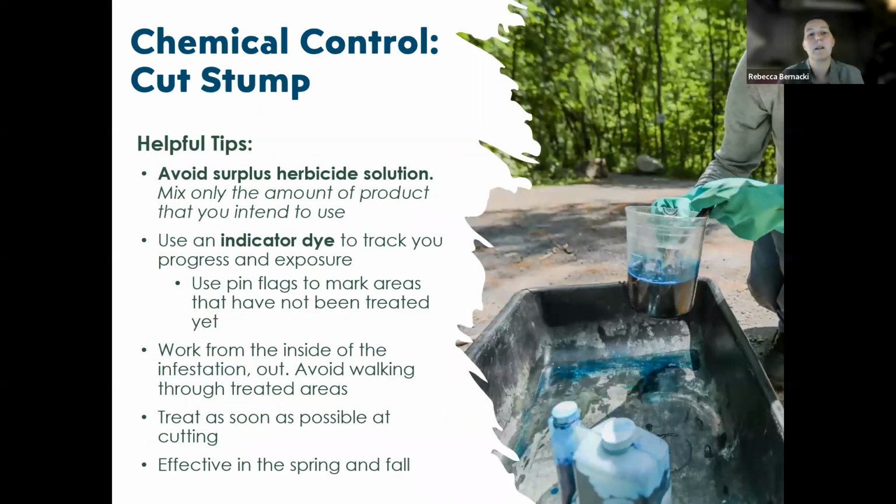Some helpful hints for cut stump treatments. As always, we want to avoid surplus treatment or mixing surplus solution. We can use an indicator dye to track our progress. Something that's also helpful with these cut stump treatments is sometimes to use pin flags. After you cut a plant, you can place a pin flag next to it, and then once you treat it, you can remove that pin flag. As always, we want to work from the inside of an infestation out to avoid walking through treated areas. We want to treat the stems as soon as possible after cutting. These treatments tend to be most effective in the spring and the fall.